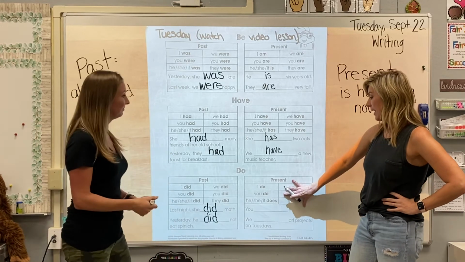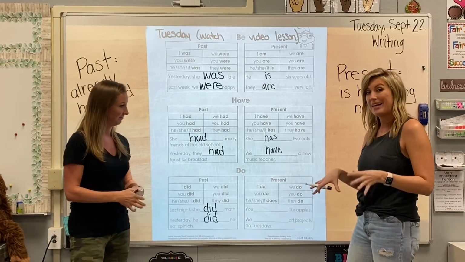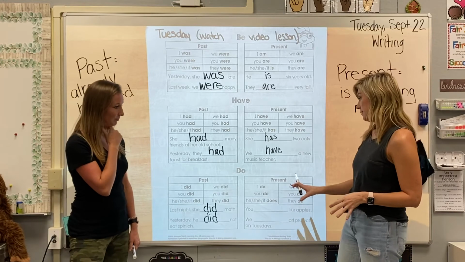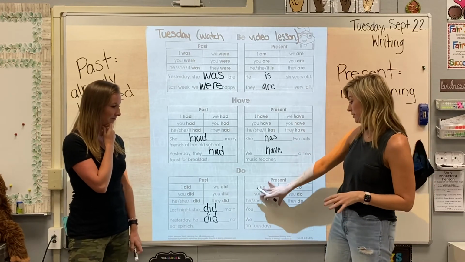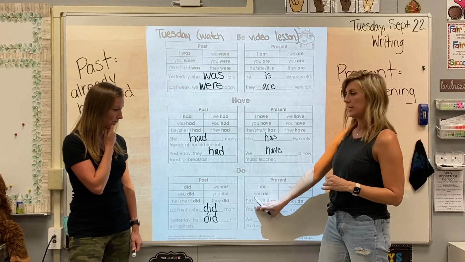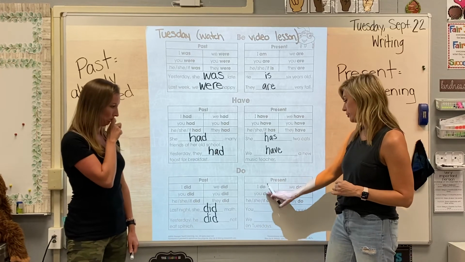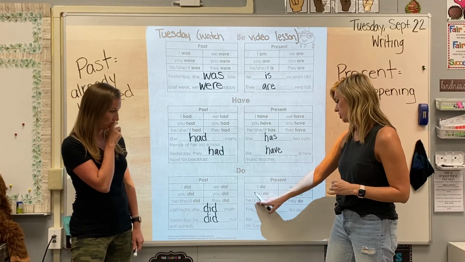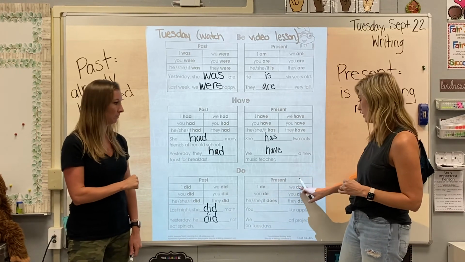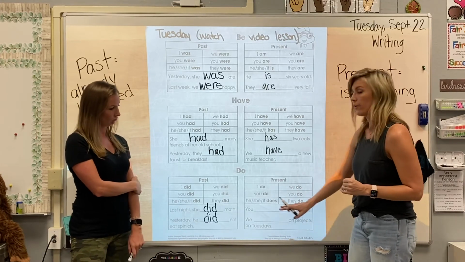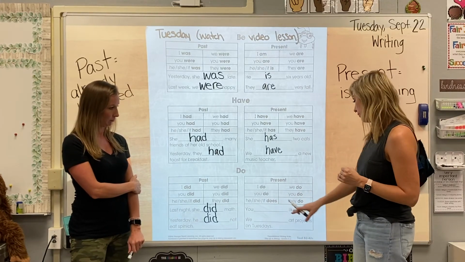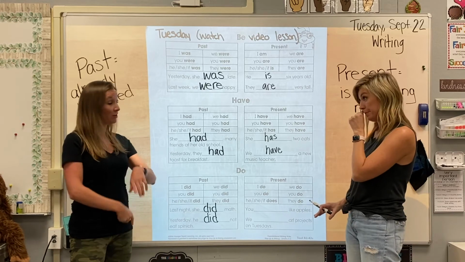All right. In the present tense, meaning happening right now, not quite as easy. It's kind of like this where almost everything is do except the he, she, it column. So, I do, you do, he, she, it does. We do, you do, they do. Our first example is you. You blank like apples. You does like apples.